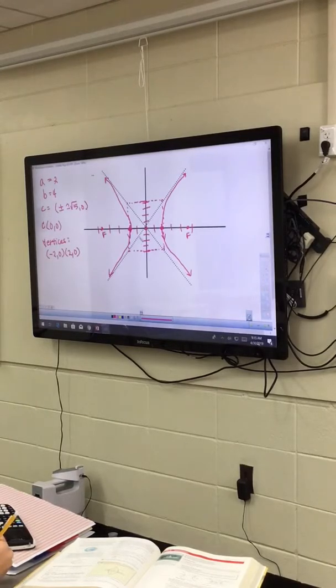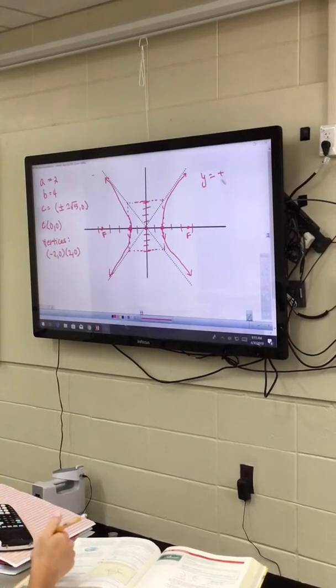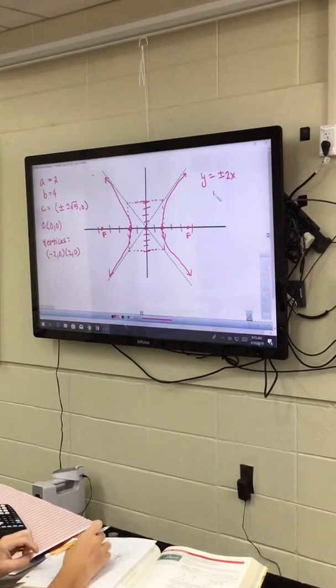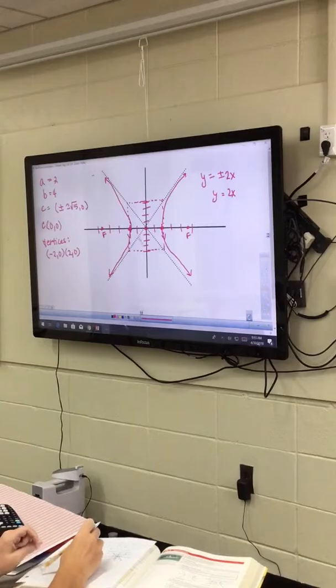Okay, so now let's check that equation that we got for our asymptotes. It was plus or minus 2x, right? So if it's plus or minus 2x, let's just do y equals 2x. That means that my y-intercept is at 0.